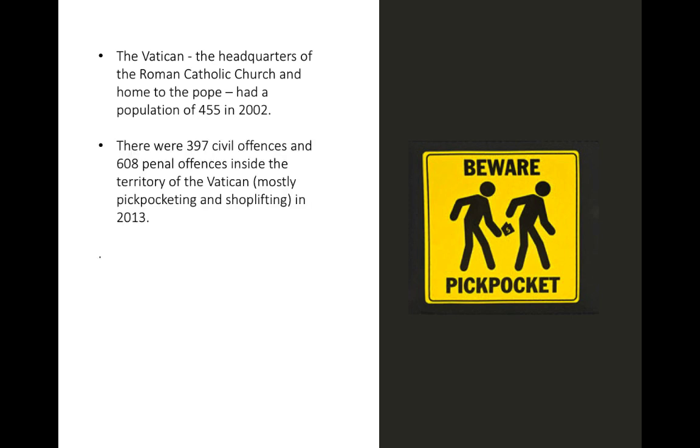In 2013, for which I got the numbers, there happen to be around 400 civil offenses on the land of the Vatican. Basically, this is pickpocketing, stealing stuff on St. Peter's Square. It happens within the confined limits of the state of the Vatican, so it counts as crimes being registered in that country. We had some other penal offenses too, pickpocketing and shoplifting mostly.